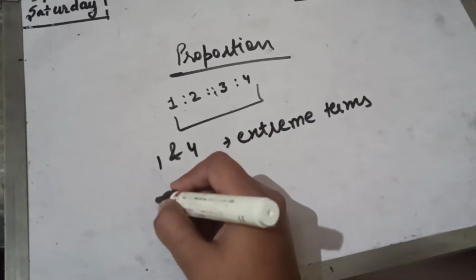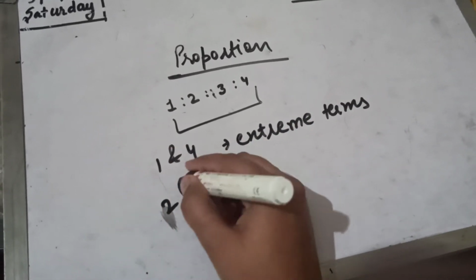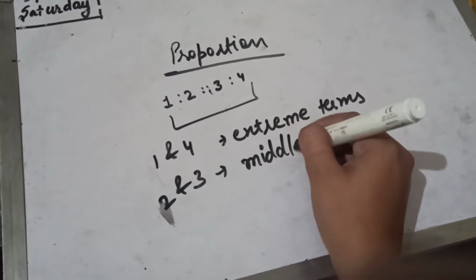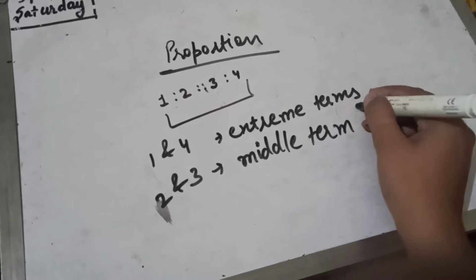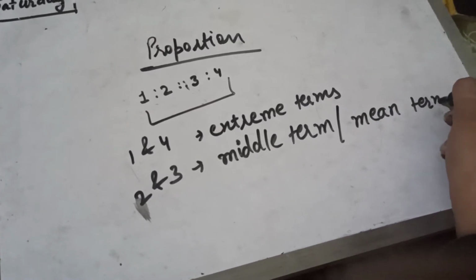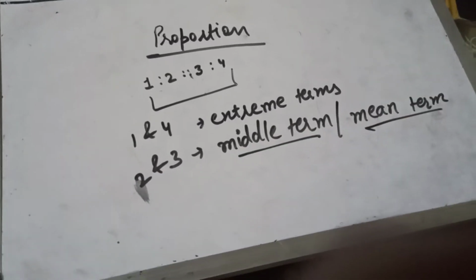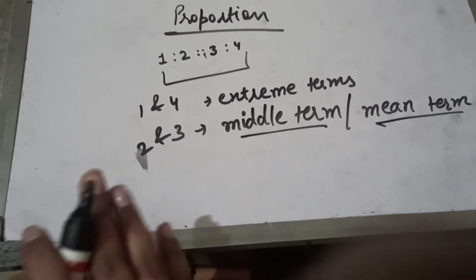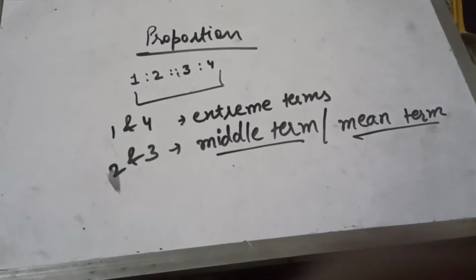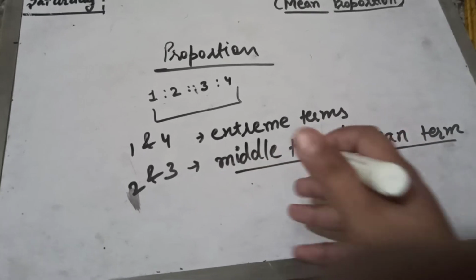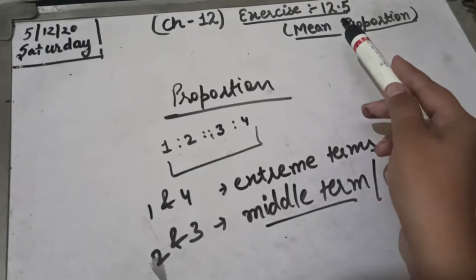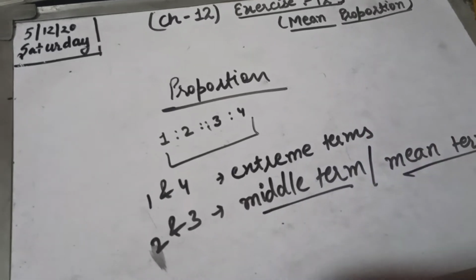And second and third, this we call middle term or mean term. Middle term and mean term. Clear this? This I told you in the previous lecture. Now, what is the use here of these extreme terms and middle terms? So, our topic in this exercise 12.5 is mean proportion.